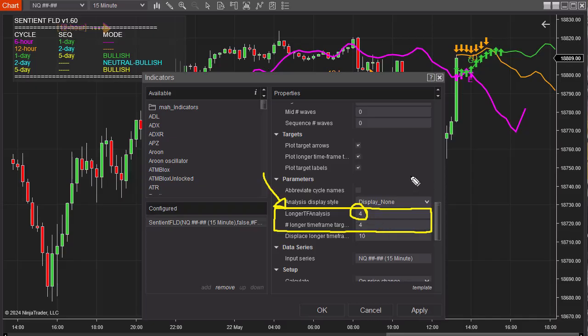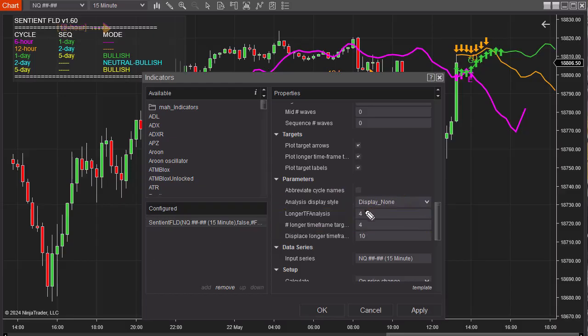Now, because the indicator is already loading longer time frame data, and the number of time frames is defined there in that property, it can also use that longer time frame data to calculate the targets for the different cycles on those longer time frames. And that's what this second setting is. Now, you cannot plot more longer time frame targets than are being loaded for the analysis, which is why these 2 properties need to be considered together.